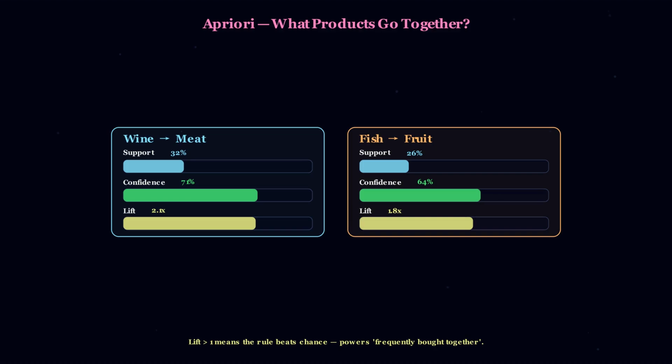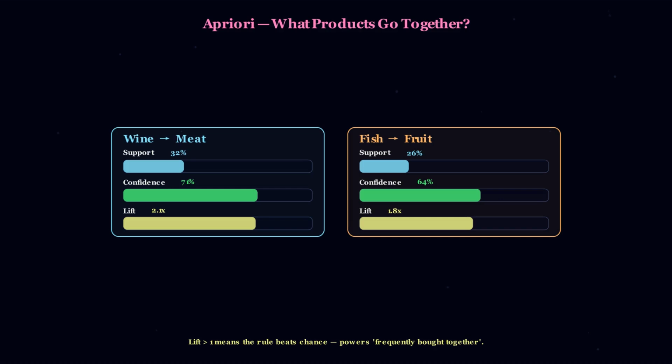Filter by confidence above 60% and lift above 1.2. Confidence is how often the rule is correct. Lift above 1 means the rule is better than chance. Top rule. Customers who buy wine also buy meat. Support 32%. Confidence 71%. Lift 2.1.